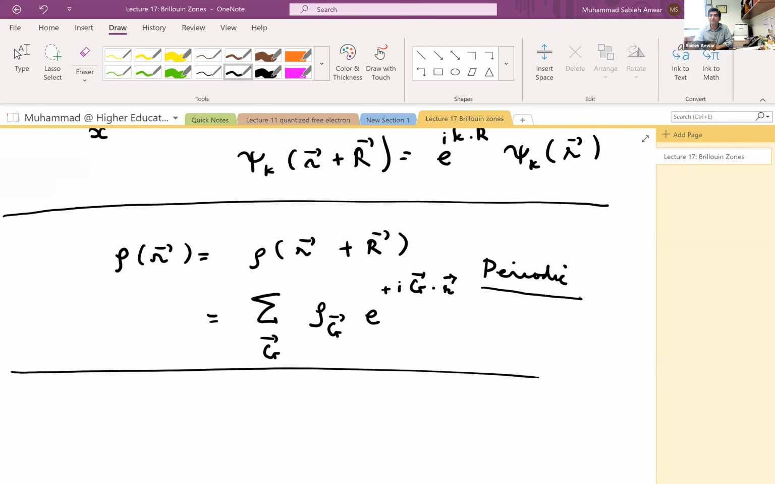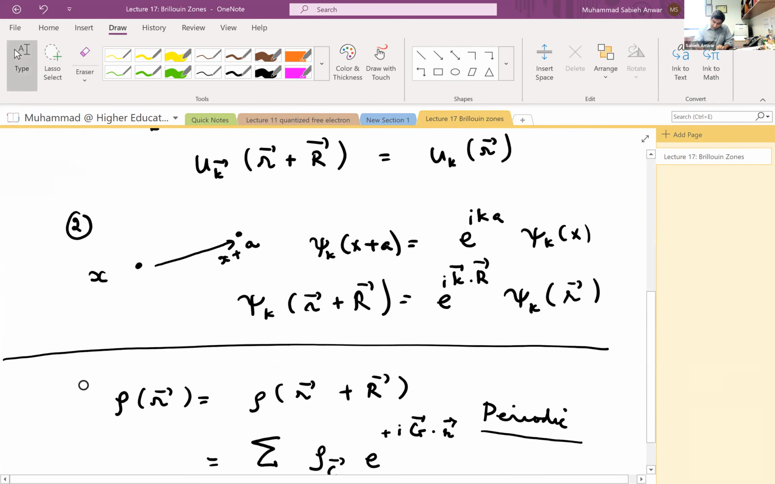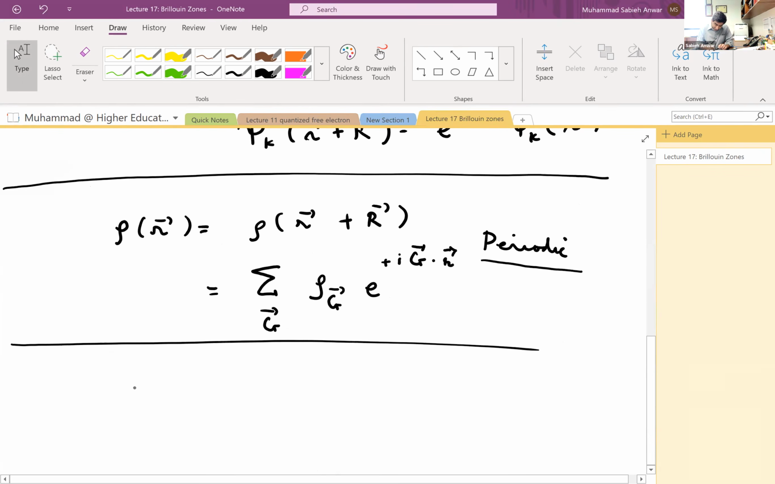You can prove form 3 yourself. If you express u_k, which is a periodic function, you could express u_k as a sum over some coefficients b_G, let's call it b_G, times e^{iG·r}, and sum over all G's.